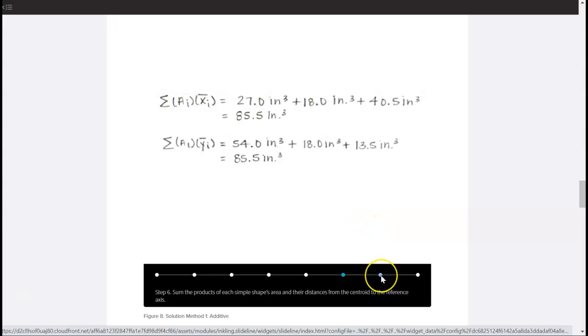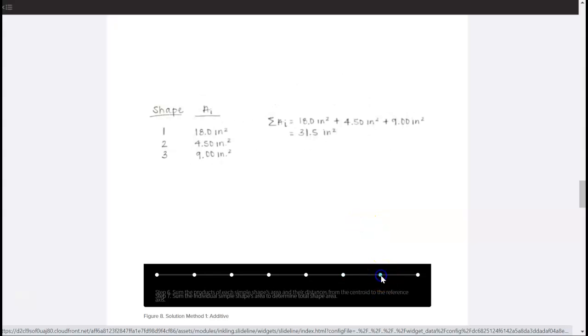Okay, next one. So we got our areas. We already know the areas of each individual shape from earlier. We had the rectangle, the triangle, the square, and they had their inches squared. And we're going to add those together because we're going to use them in a final formula. So 18 plus 4.5 plus 9. And they're all inches squared, so 31.5 inches squared would be your final answer.